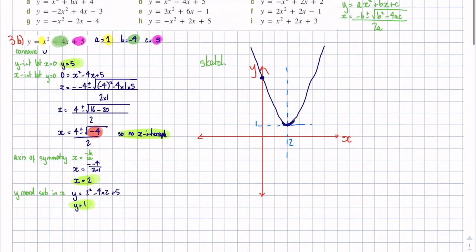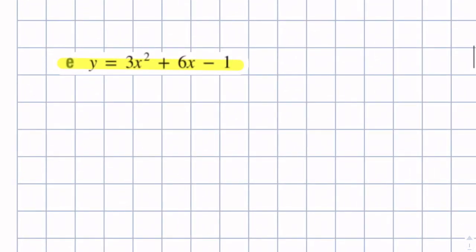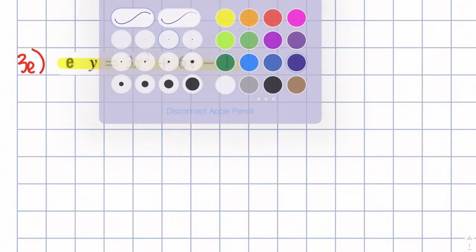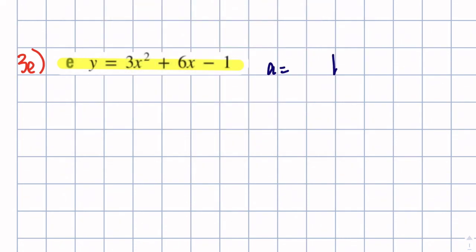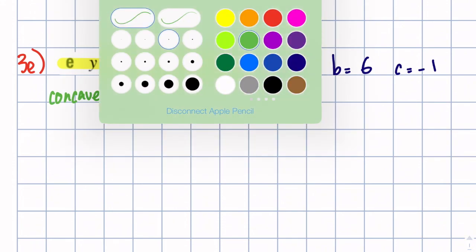Okay, that's 3B. Now let's have a look at, I'd like to do 3D. Is that the, no, 3E I guess is the next one I wanted to do. So, 3E. First step, a equals, b equals, c equals. Here, a is 3, b is positive 6, and c is negative 1. So, first step like normal, concavity. Well, what's the number in front of the x squared? It's 3, so it's a smiley face, it's concave up.